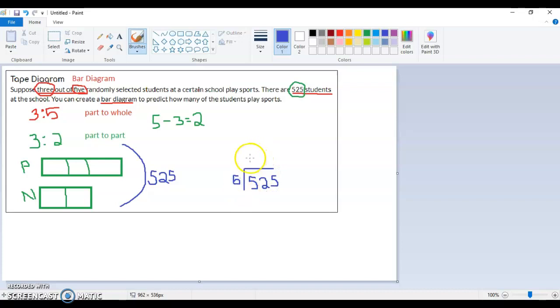So go ahead and do this. Make sure I'm right. I don't want to be wrong. Okay, so I got 105. That means each box has a 105.